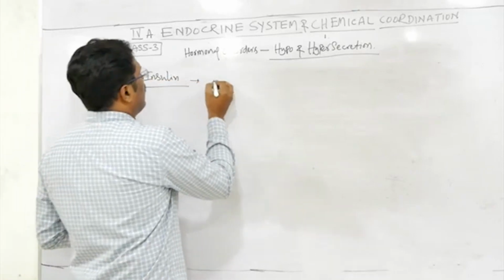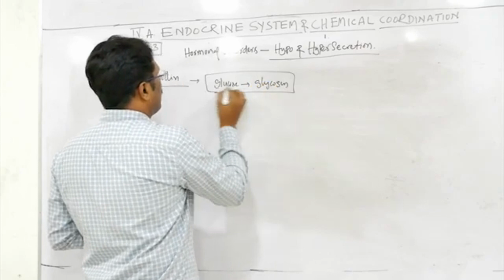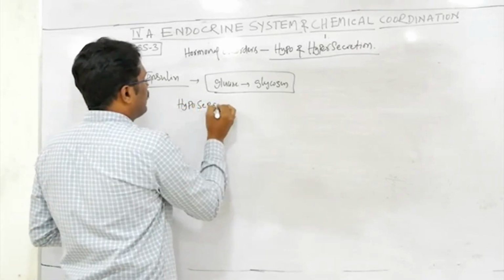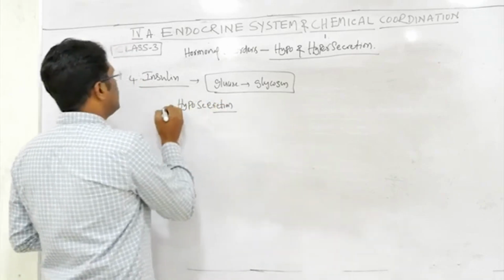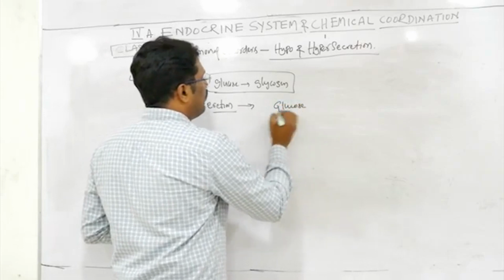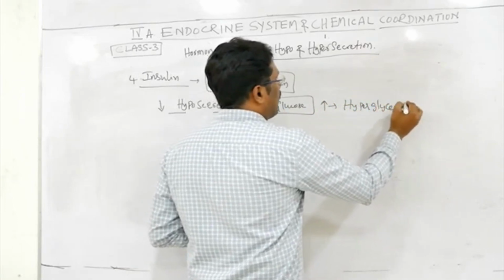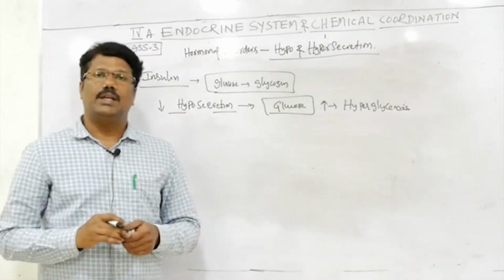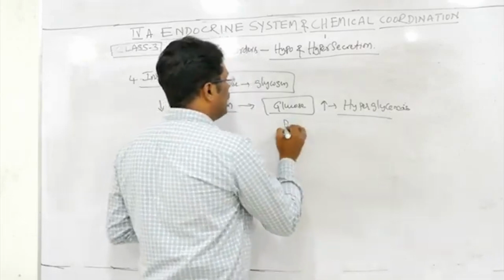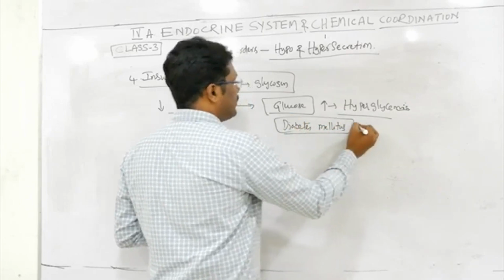Insulin converts the glucose into glycogen. Due to hyposecretion of insulin, that means the insulin is produced in a very low amounts, it leads to a condition where the levels of glucose in the blood increases, and it is called the hyperglycemic condition or hyperglycemia. That means the levels of glucose is high in the blood. And continuous hyperglycemia leads to a disease called diabetes mellitus.